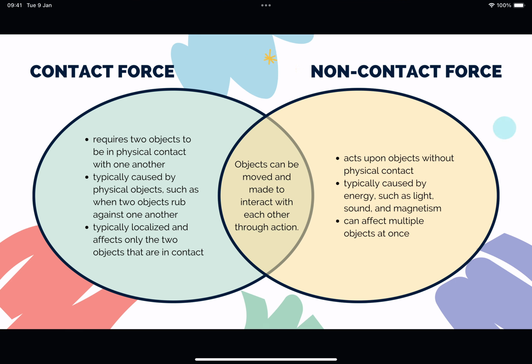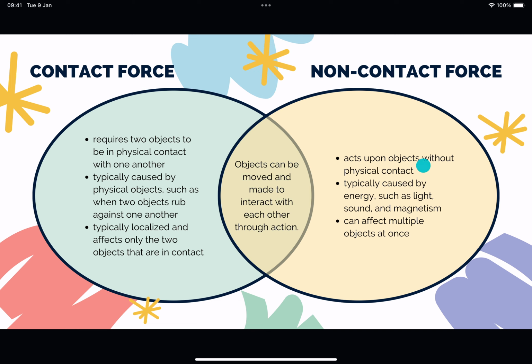Perfect. So inertia is clear, guys. Contact and non-contact force is very simple. I will just read it for you because it's not something to remember, and I don't think I will ask a lot of questions on this. Contact force means it requires two objects to be in physical contact. Easy, everyone knows it. It is typically caused by physical objects, such as when two objects rub against one another. Again, easy. It is typically localized and affects only the two objects that are in contact. So contact force affects both bodies, no doubt.